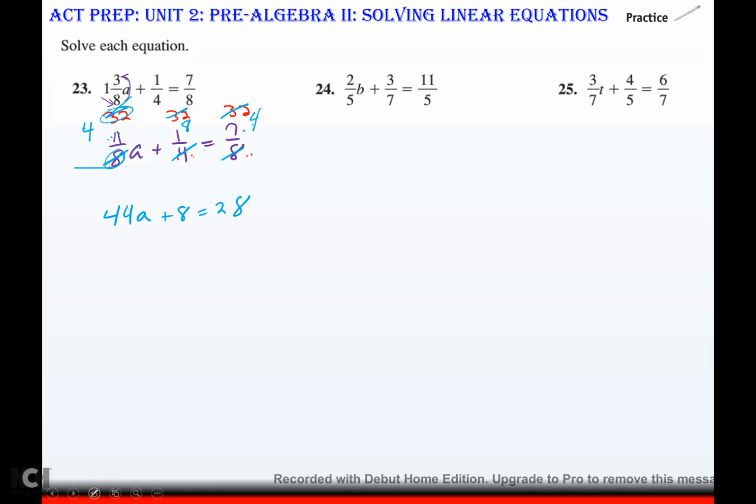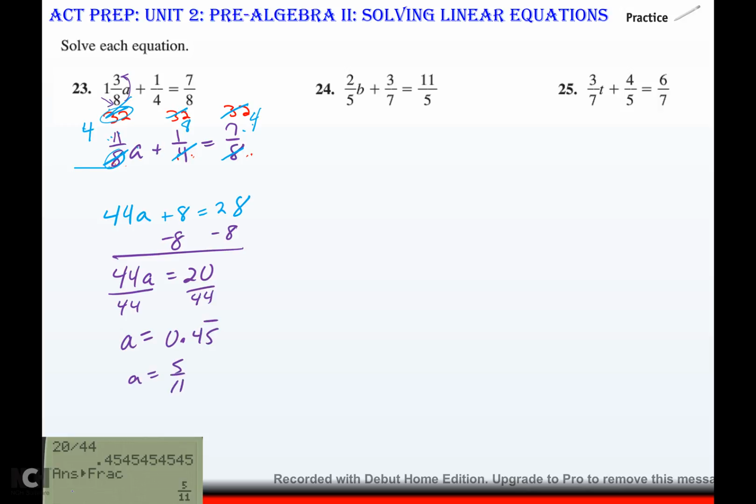Okay? So now you can fight and get a alone. I'm going to minus 8. I get 44a equals 20. Divide by 44. And I get a equals 0.45 repeating, which if you math enter that, you get 5/11.